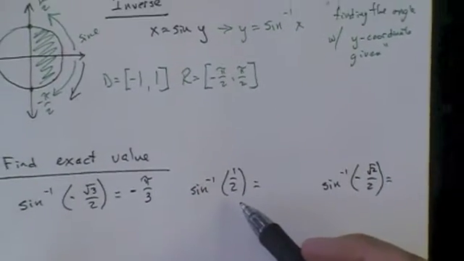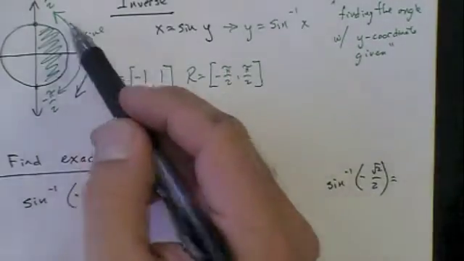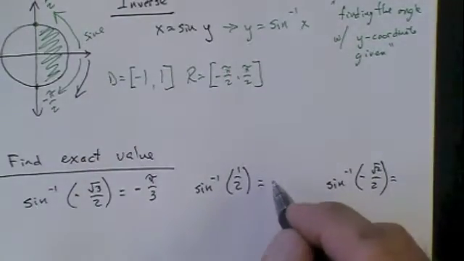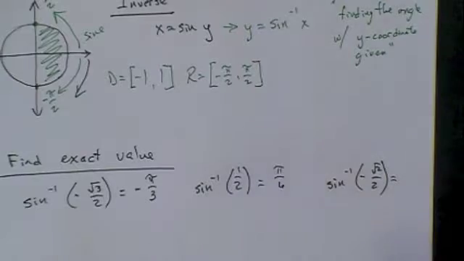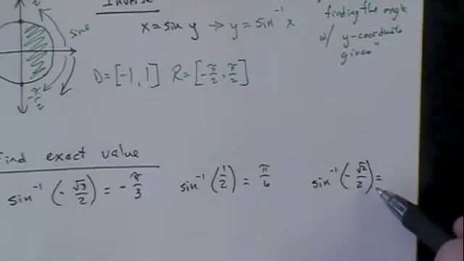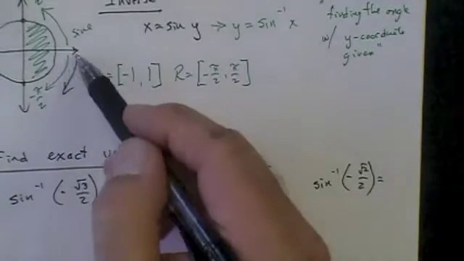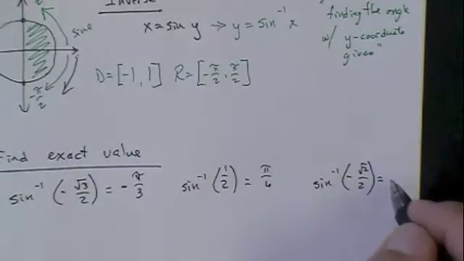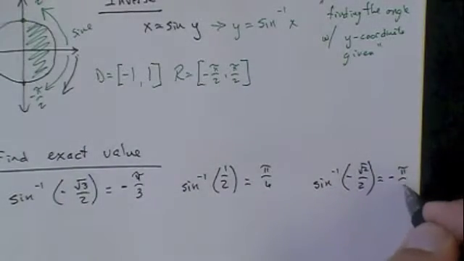Here we have sine of 1/2. So now we're going up this direction. Where is sine equal to 1/2? That would be at pi over 6. Here it's negative square root of 2 over 2. Again, we're coming down. We're going to write this as a negative angle. We're at negative pi over 4.